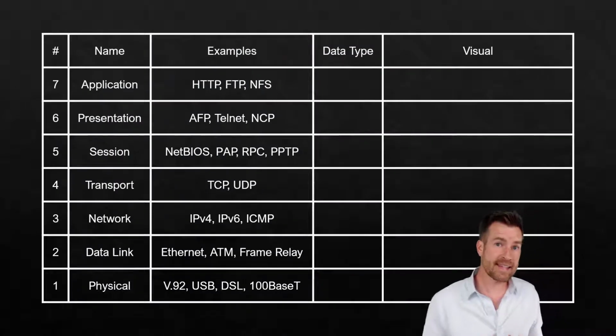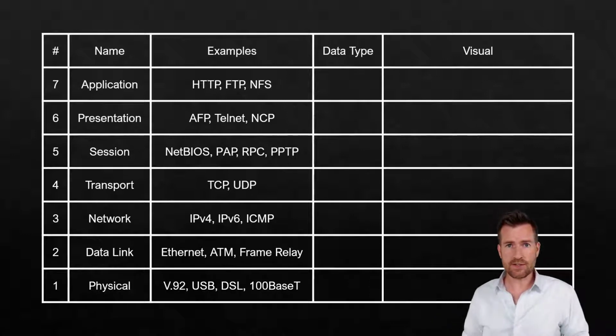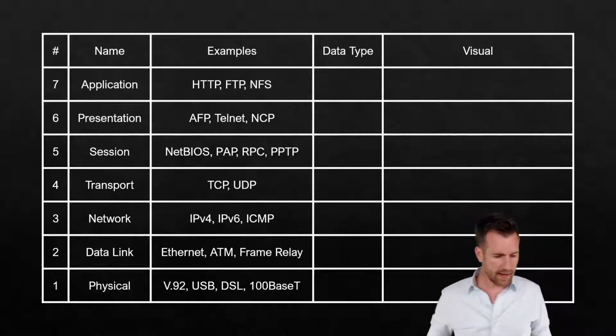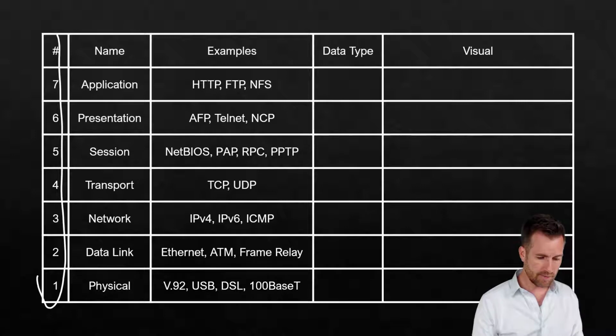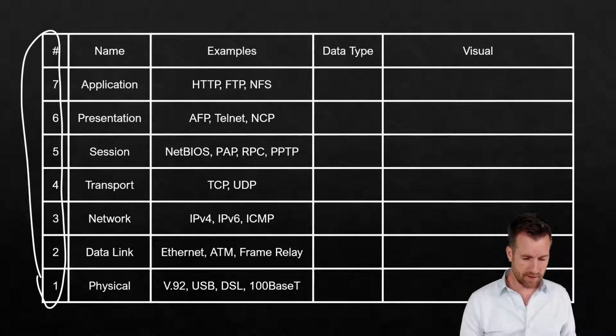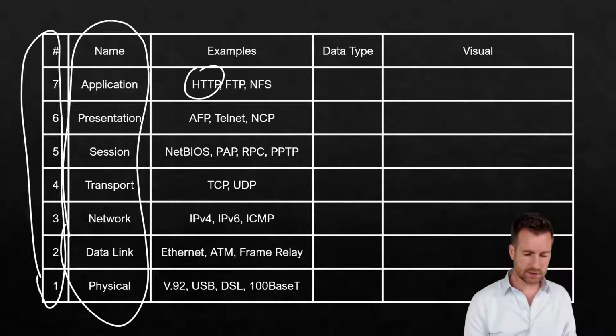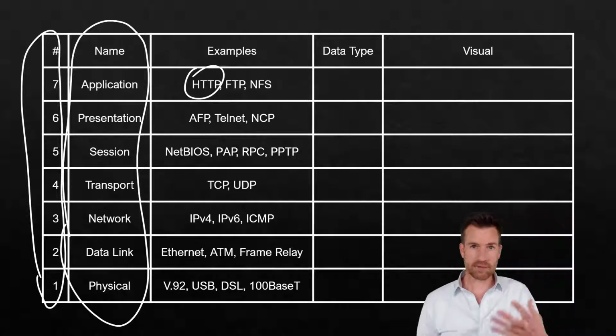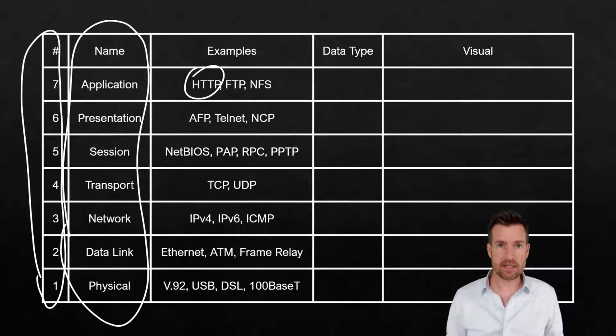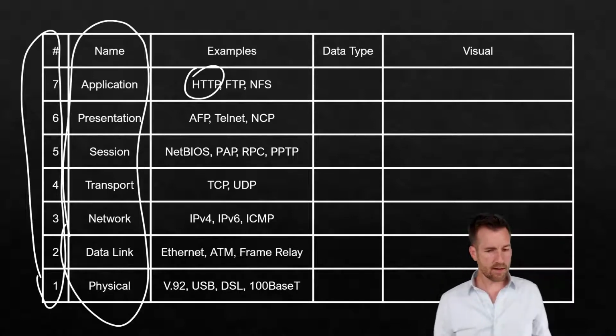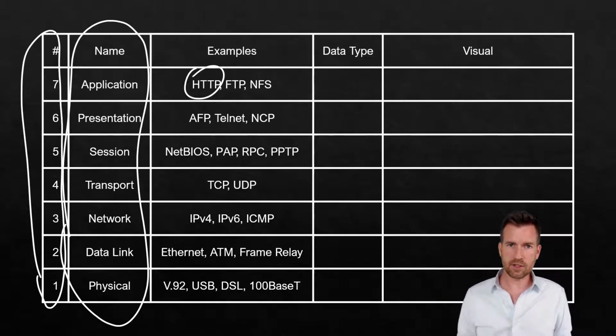So here is a summary of those different layers that we've been talking about. We've been talking about layers 1 through 7 and the different names for these layers. And we've even given some examples of different protocols that fall within each one of these layers. So this is a table you probably want to start getting familiar with.